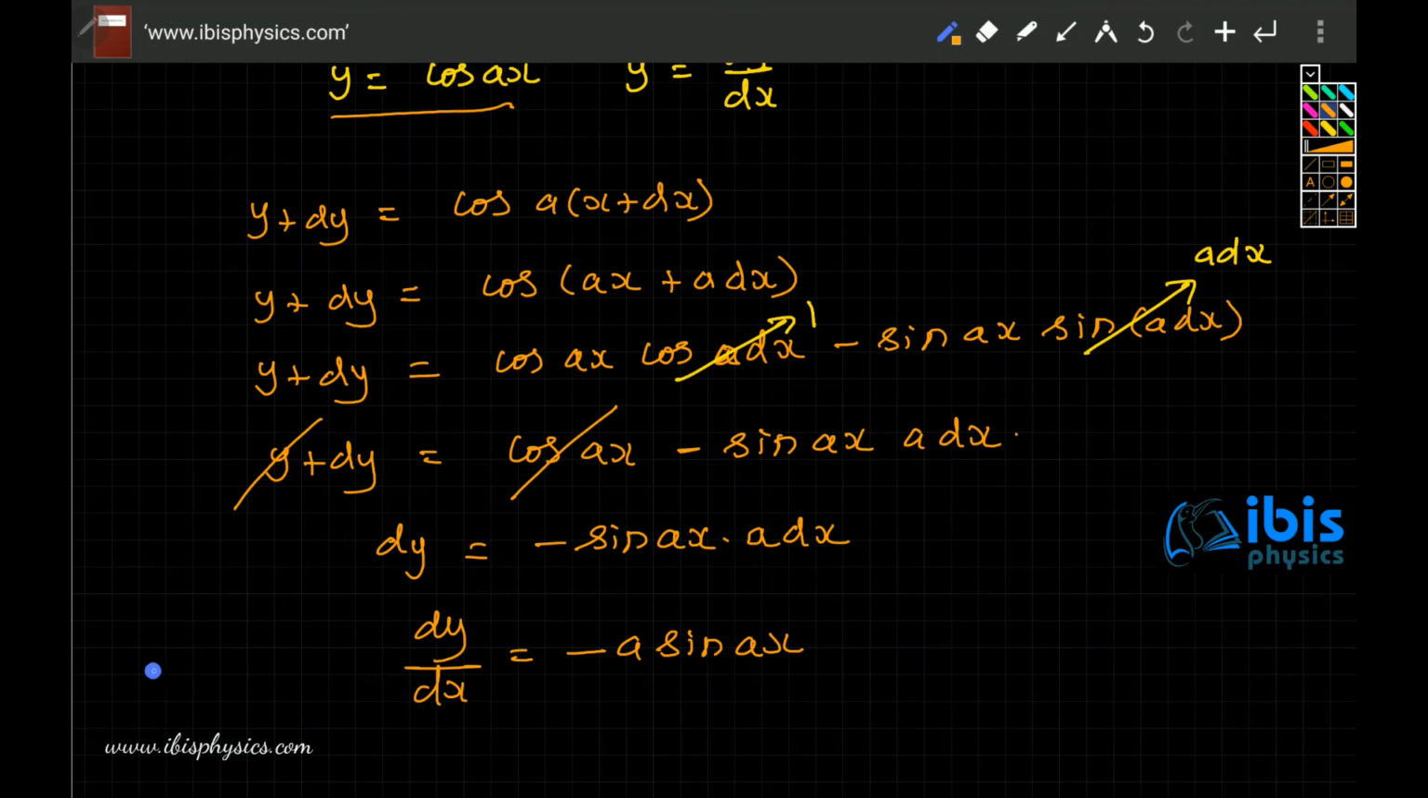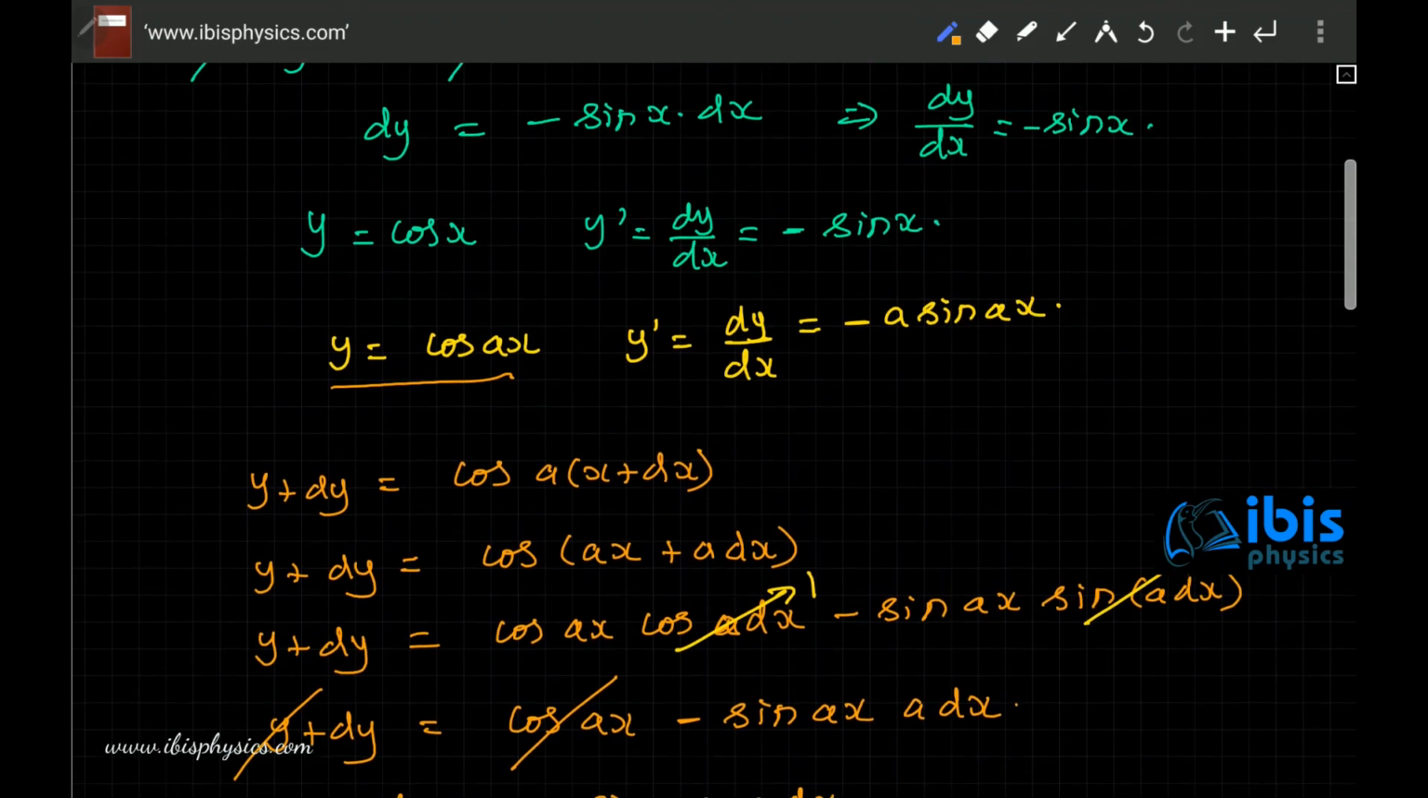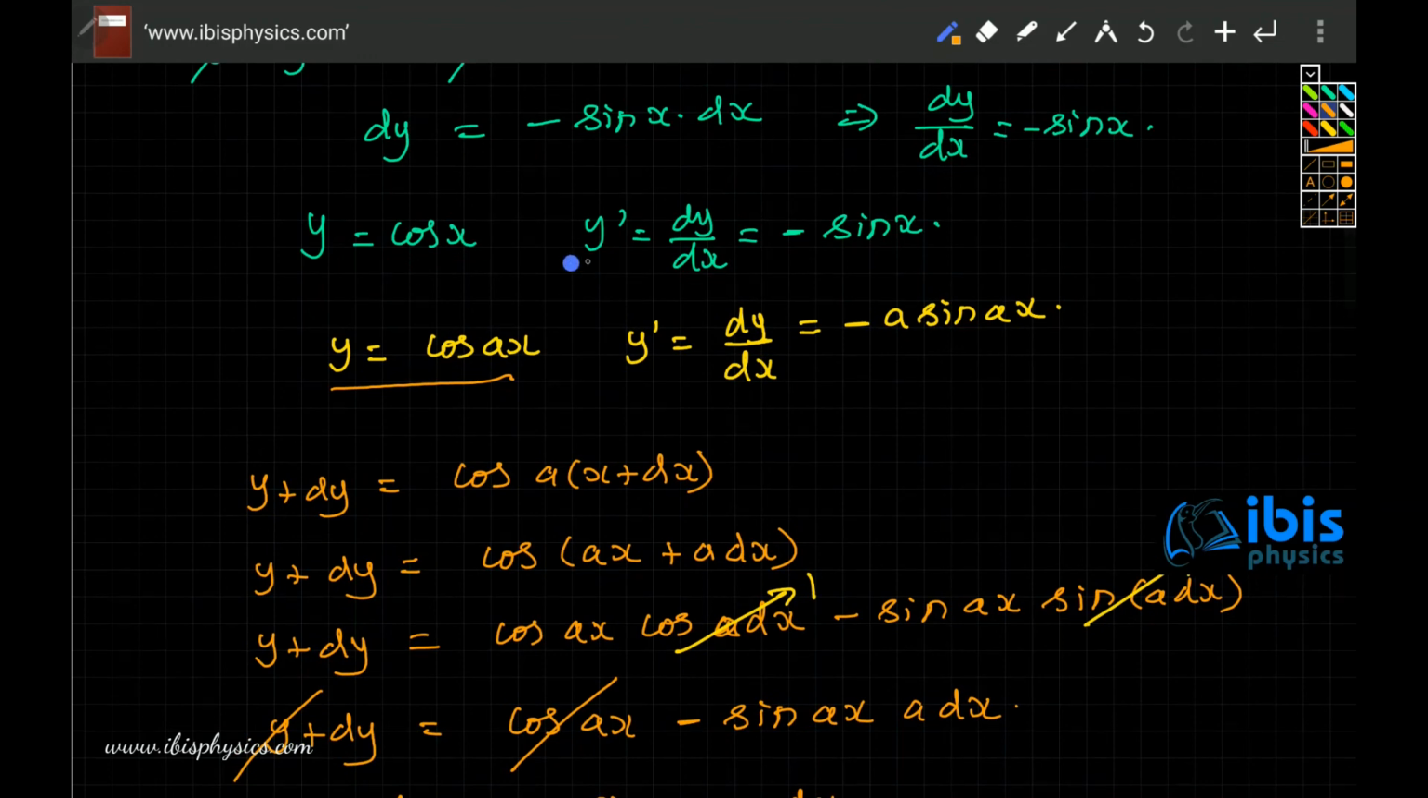So the differentiation of cos ax is a into sin ax with a negative sign. So if y equal to cos x, y dash is minus sin x. If y is equal to cos ax, then y dash is minus a sin ax.